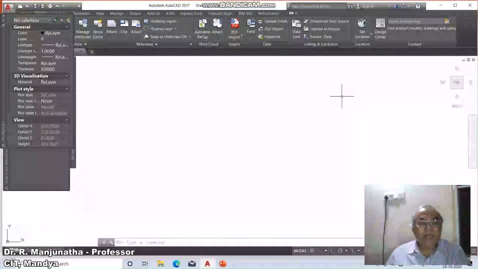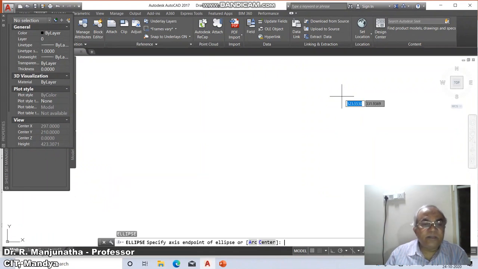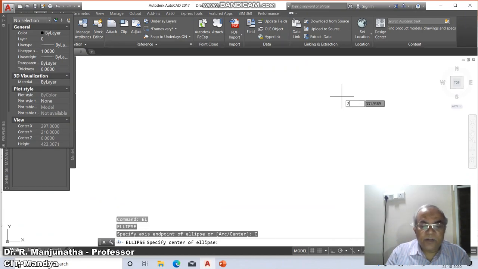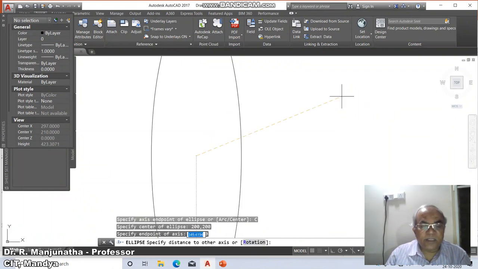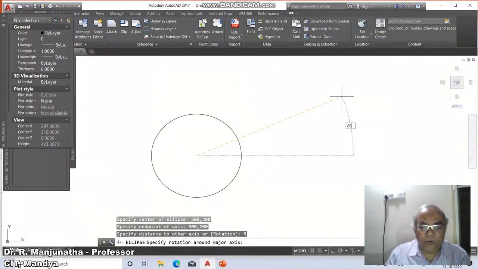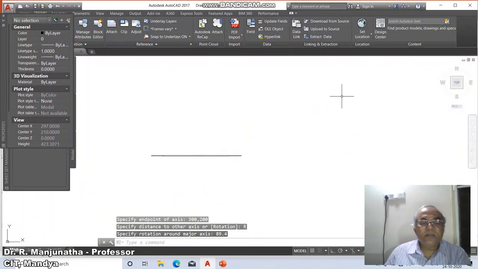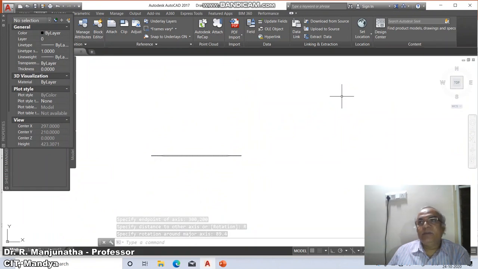So what will be the maximum rotation angle for an ellipse? I will say ellipse arc, center of the ellipse is 200,200. Then specify endpoint, which is 300,200. Then I will say rotation, which is 89.4. So this is the maximum angle through which the ellipse can be rotated.